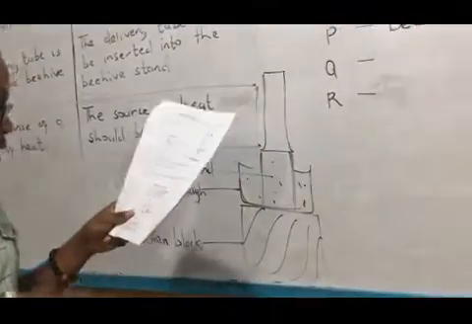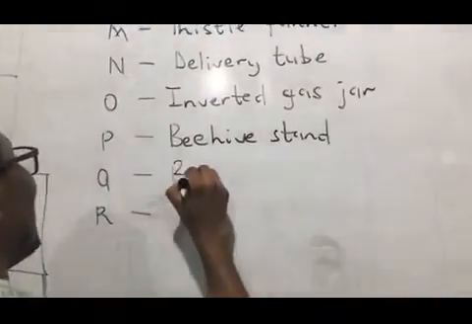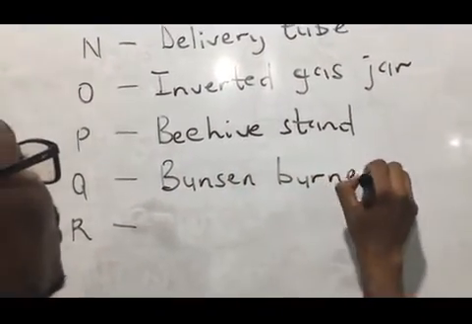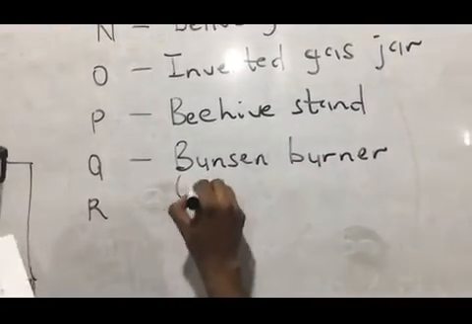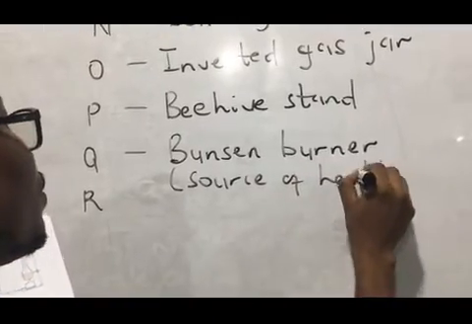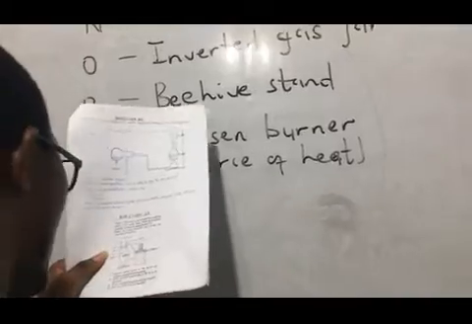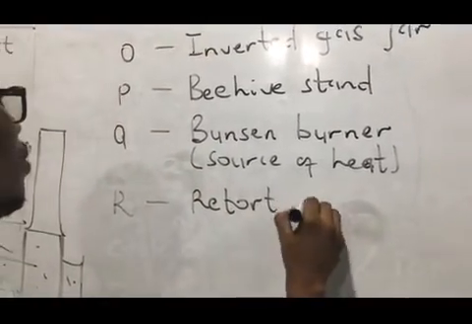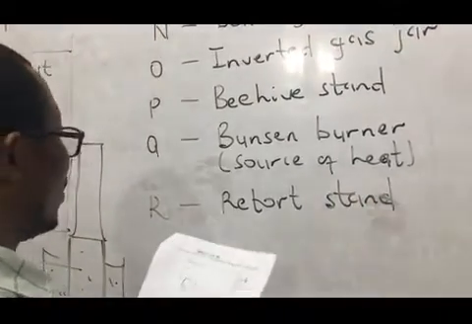Okay. Now, we are left with Q. Your Q is the source of heat. That is the Bunsen burner. As I said, that is the same as the source of heat. And then lastly, the R. The R is the retort stand.